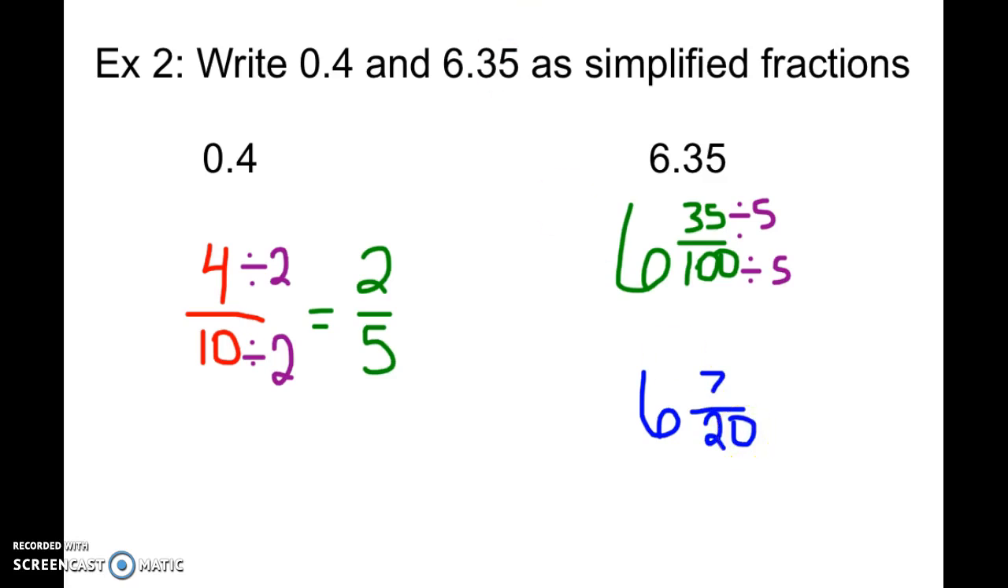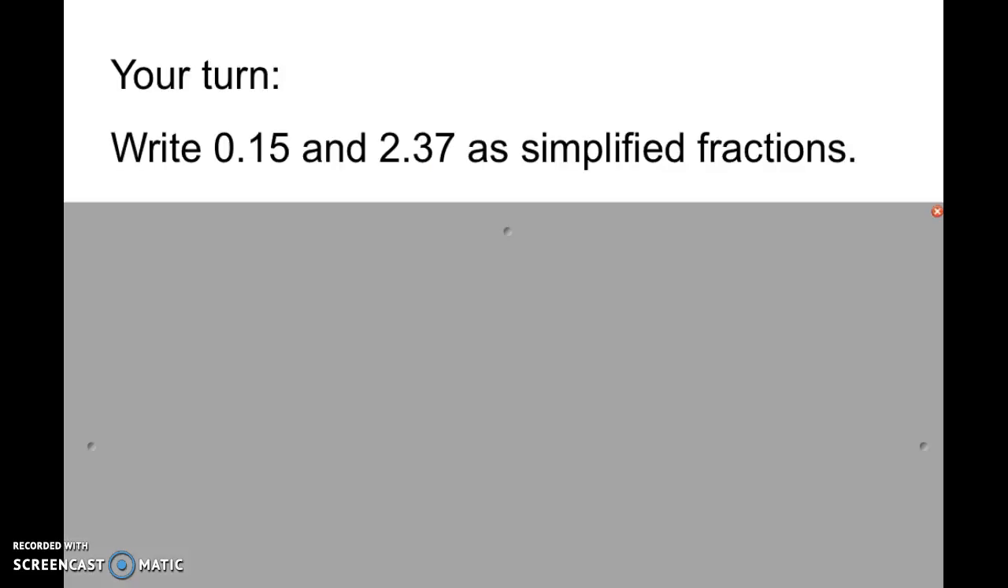If you have a number like 0.1, which is just 1/10, when you write that how you say it, 1/10, that is simplified already. So there are occasions where you may not have a common factor to divide out. It may just already be simplified as it is in this case. Your turn. You're going to write 15 hundredths and 2 and 37 hundredths as simplified fractions. Pause your video now.